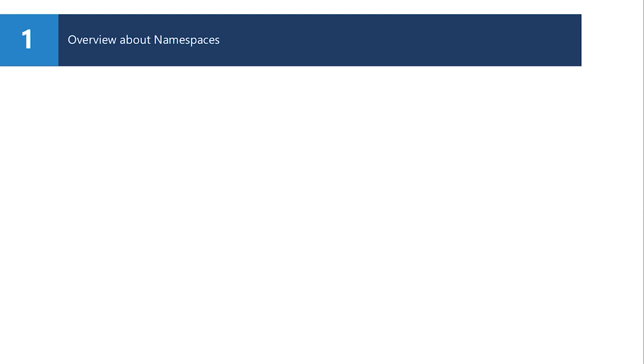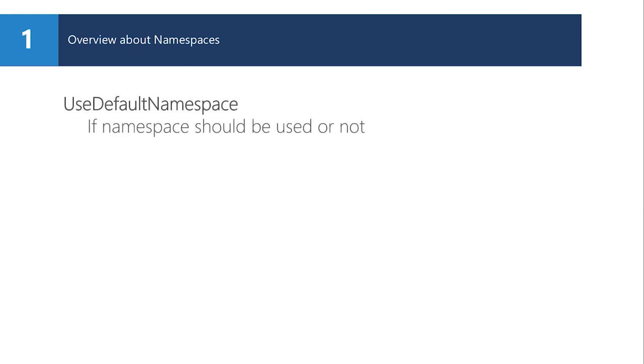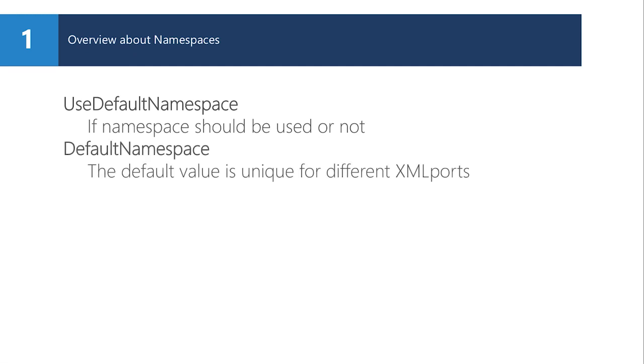Let's start. Microsoft Dynamics NAV 2016 enables us to create XML ports which contain more than one namespace. To use this feature, we need to know how to use all XML port properties related to namespace. First, we can use the default namespace property to mark if a namespace should be used or not. Therefore, if you want to specify the default namespace in the namespace property, you must set the use default namespace property to no. The default namespace is unique for different XML ports.